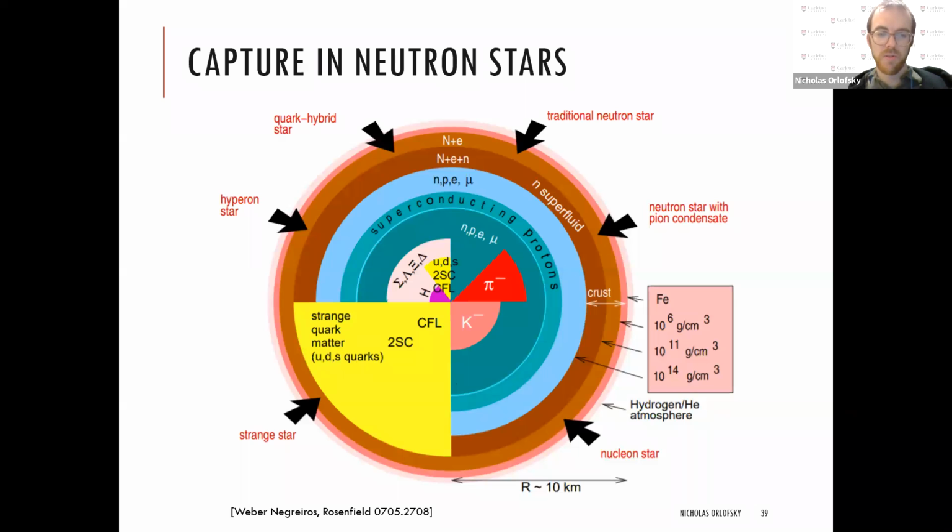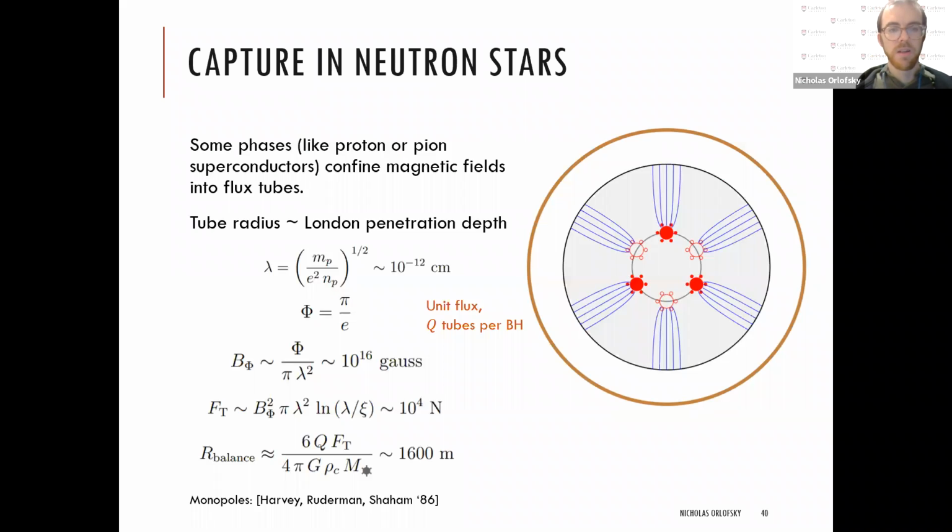So everything that I'm going to say about neutron stars is going to be very much dependent on exactly what the details are of what's happening in these neutron stars. Still, it's going to be worth looking at least a little bit, because in principle, if we had more information, we could set much tighter bounds by using neutron stars. So the main phases that I'm going to talk about are proton and pion superconductors.